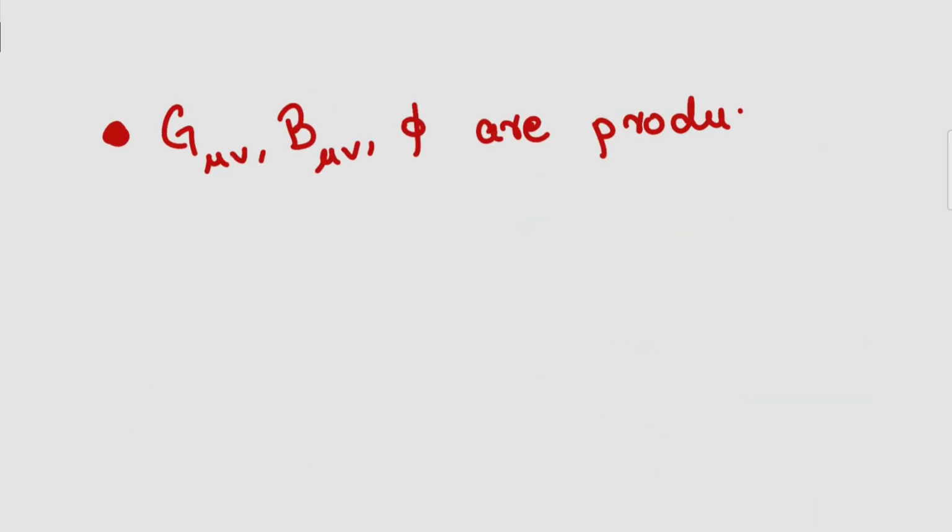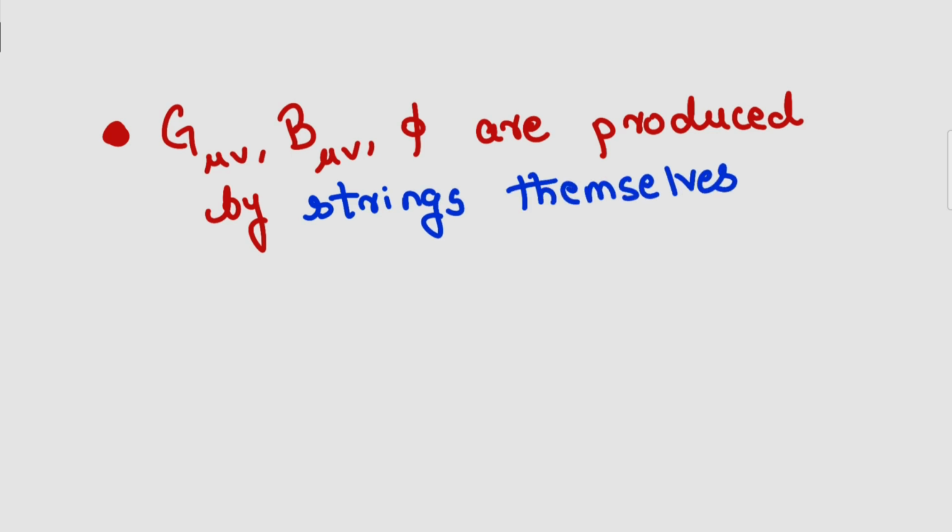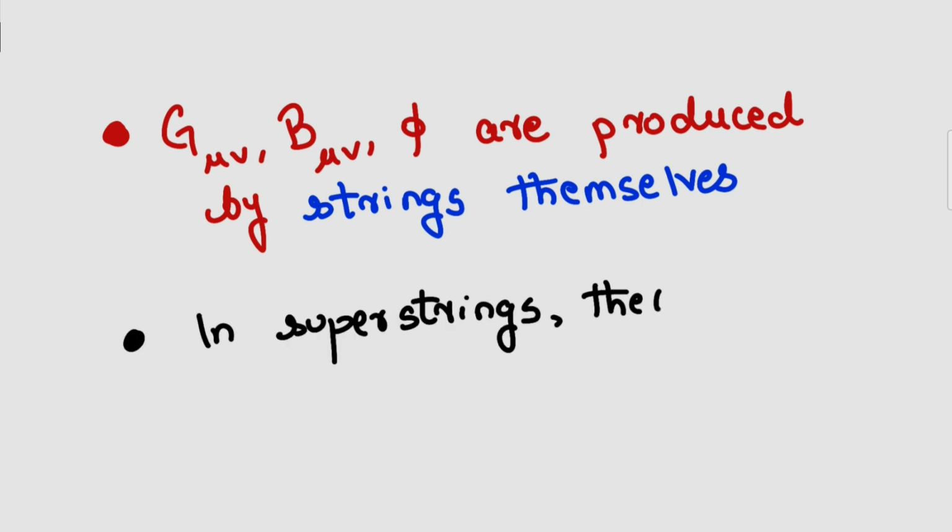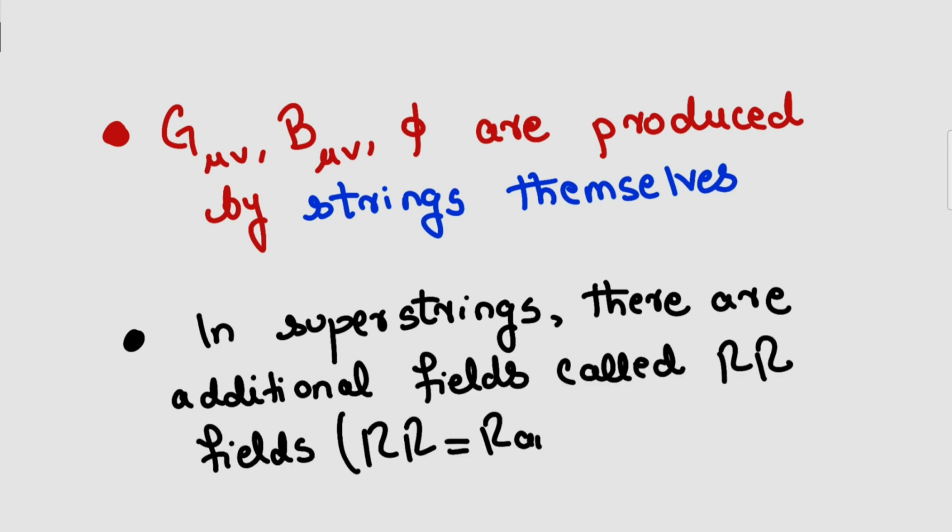Two side comments are required here. Firstly, these background fields can be thought of as produced by strings themselves. So, these aren't something that we put in by hand. Secondly, in superstring theory, there are other fields that come into play called the RR fields. We won't talk about them here. G, B and phi define a background in the absence of RR fields.